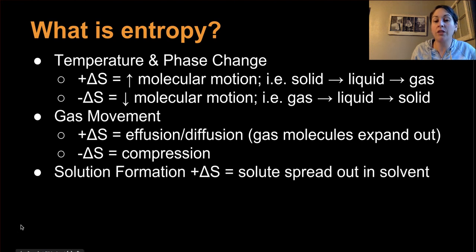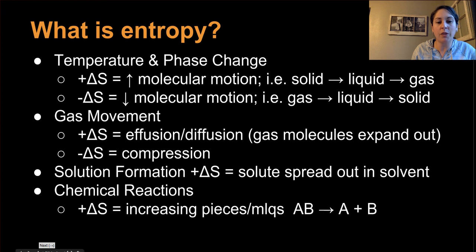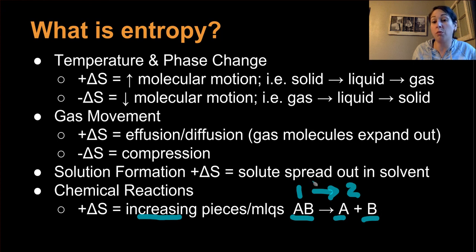We also see that solution formation tends to be very spontaneous. You put something in that's going to dissolve, and it tends to spread out. So that solute will spread out in the solvent, and that tends to be spontaneous, but it also is going to increase the entropy. And then with chemical reactions, we see an increase in entropy as pieces or molecules tend to increase from one side to the other. So as we move across here, what we see is that there's an increase in the molecules, okay? So on this side, I have one, and on the other side, I have these two different ones. I have two particles or two molecules.